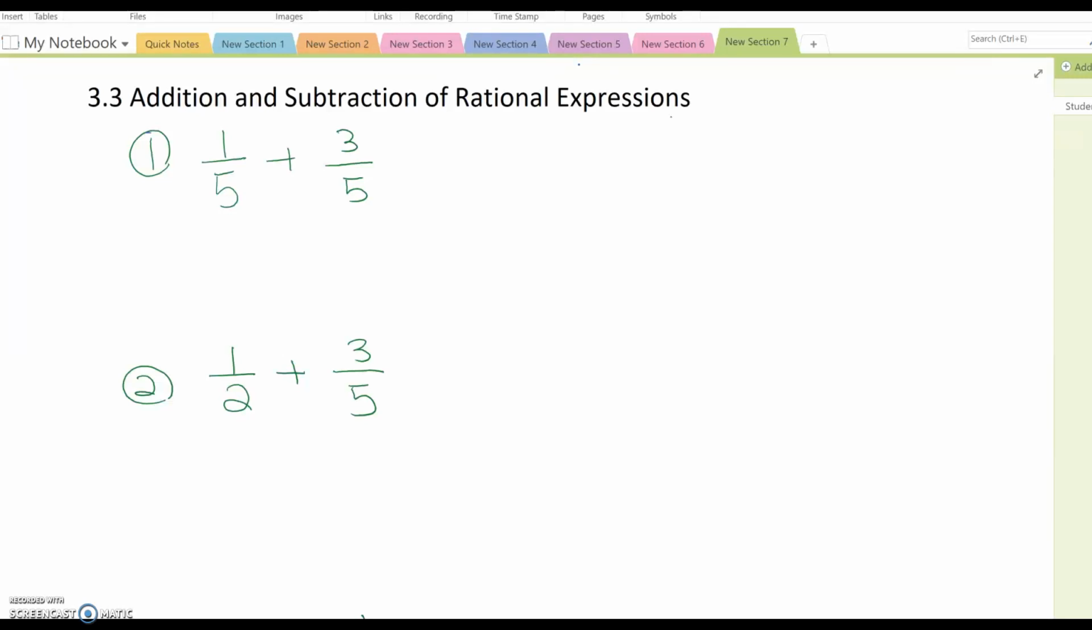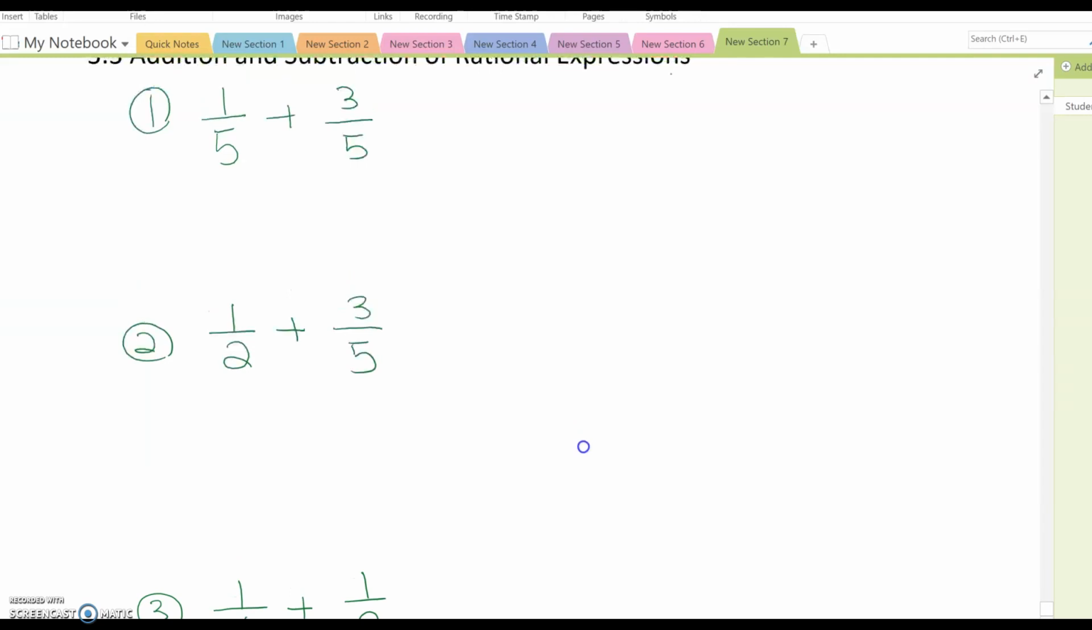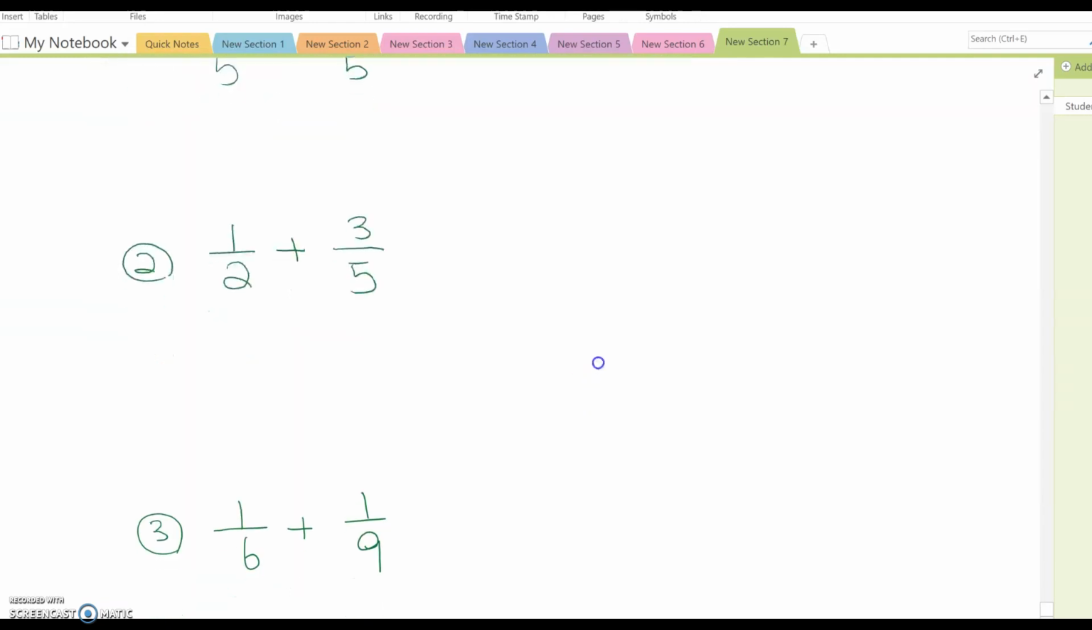Lesson 3.3 Addition and Subtraction of Rational Expression. Before we begin these problems or sections, I provided 3 simple addition of fractions here.